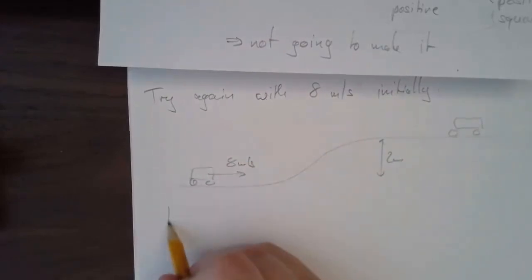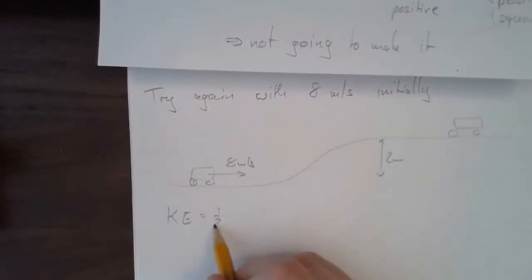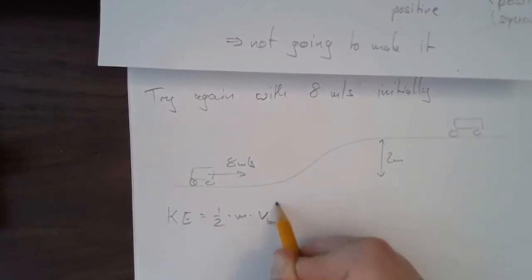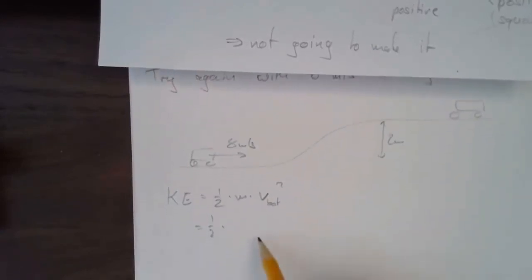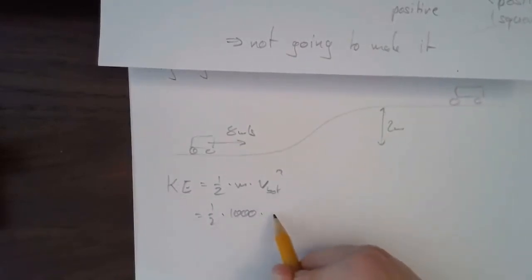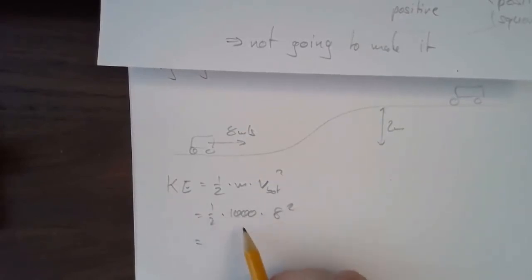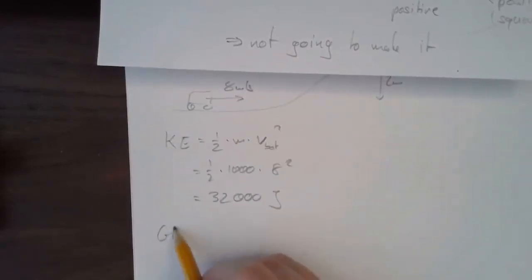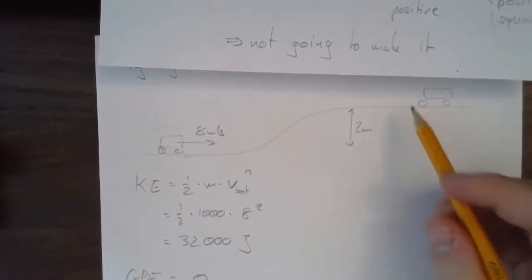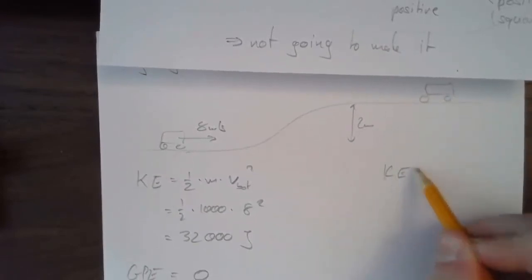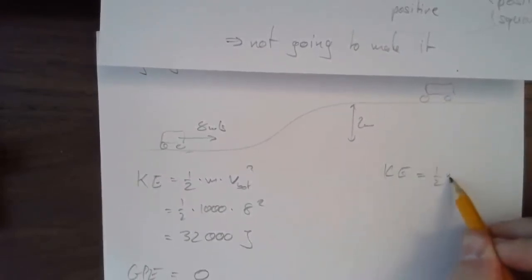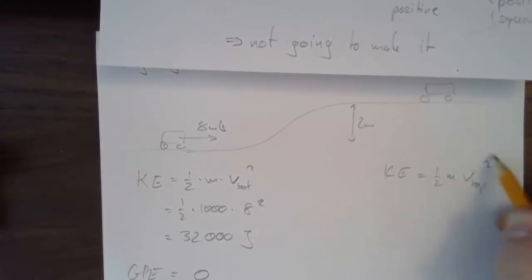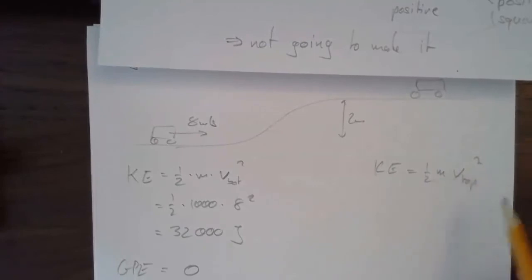Same hill. So now my kinetic energy would be 1/2 times m times v at the bottom squared. That's 1/2 times 1,000 times 8 squared. Woohoo! That's more. 64, half, 32 times 1,000, 32,000 joules. My gravitational potential energy is still 0 because I'm on the ground, at the bottom. Over here, the kinetic energy of the car is 1/2 times m times the speed at the top squared, which I don't know, which I'm trying to find.